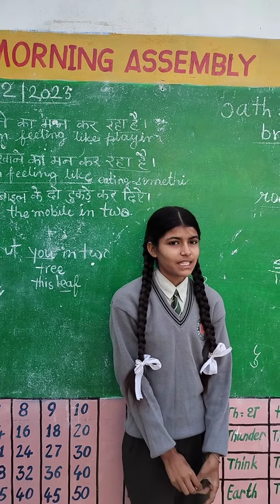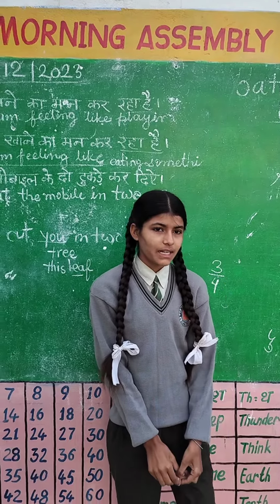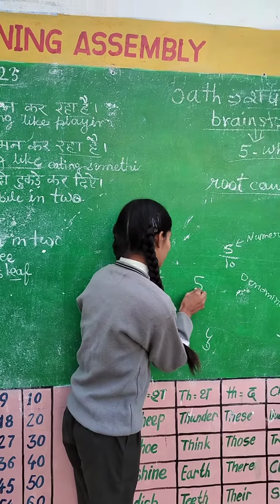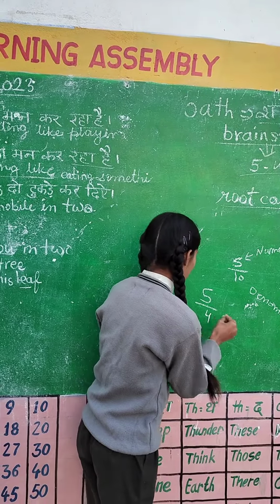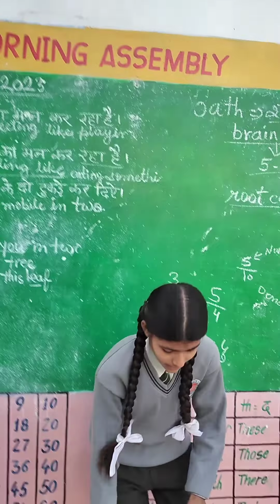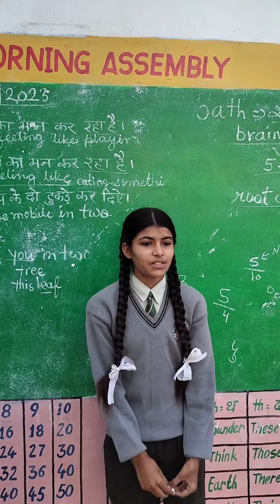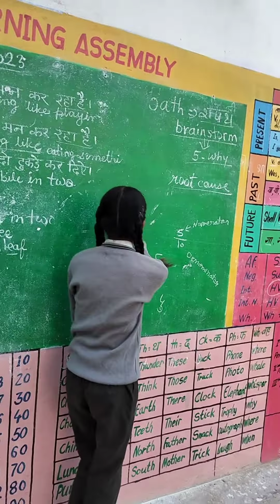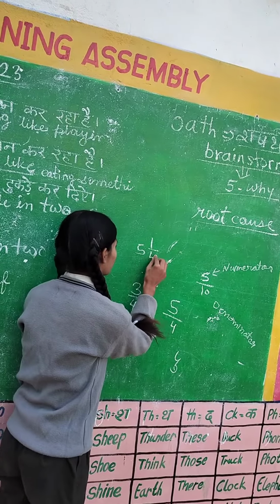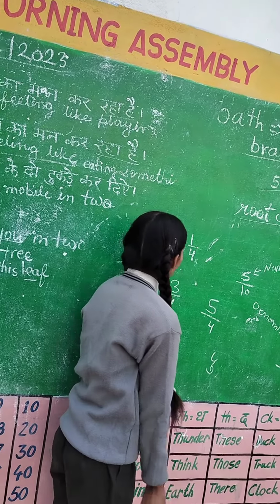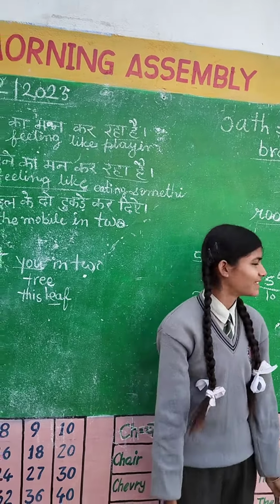Second is improper. This is a fraction where the numerators are bigger than the denominators. For example, 5 upon 4. Third is mixed fraction. This is a combination of a fraction and a whole number. For example, 5 1 upon 4. This is the fraction and this is the whole number.